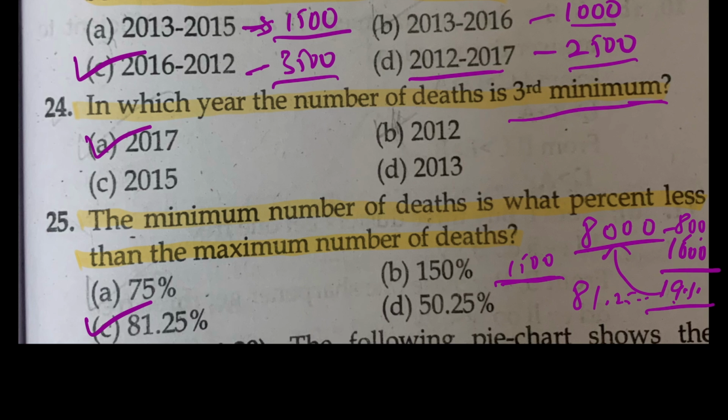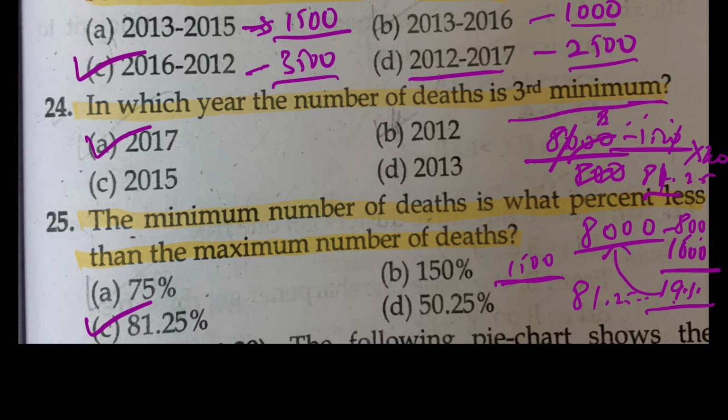So this is one of the ways you can do it, or else there is the longest method, which is using the formula: 8000 minus 1500, divided by 8000, into 100. Now we need to calculate here. You will get the same thing, 81 point something. So the answer will be 81%. So that is the longest method.